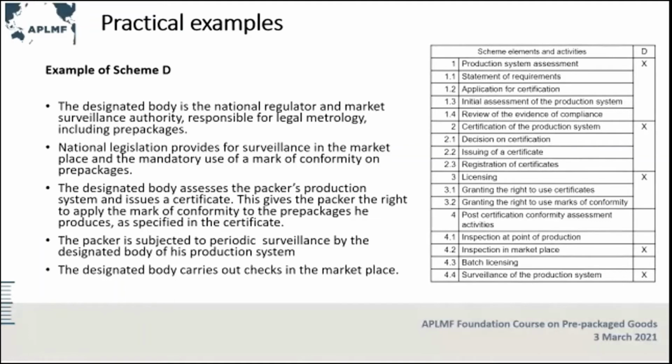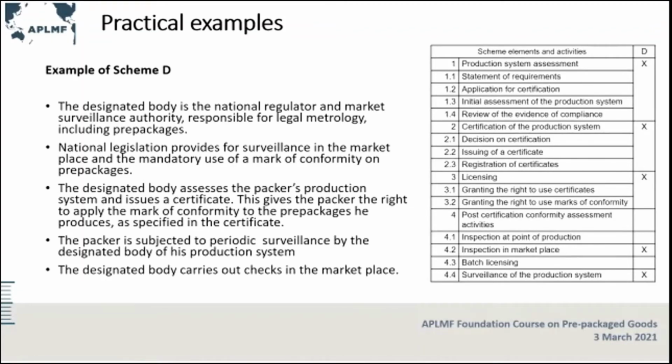So for example, the designated body is the national regulator and the market surveillance authority responsible for legal metrology, including the prepackage. The national legislation provides for surveillance in the marketplace and the mandatory use of the conformity mark on the prepackage. So this is the scheme designed by the government, for example, by the national legislation, that the government has to perform the surveillance, and the manufacturer or the packers have to put the conformity mark on the prepackage if the certificate has already been issued.